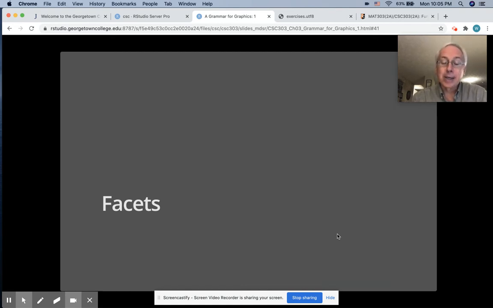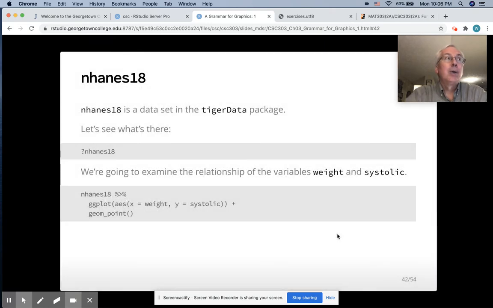Now let's talk about faceting. I briefly chatted about faceting when we were going through the slideshow for chapter 2. What we want to recognize is that we're looking at the same pair of variables in the horizontal and vertical direction, but we're going to be breaking it up by the values of some categorical variable. So let's look at NHANES 18, that data set. It's in Tiger data. Let's look at the help file for it.